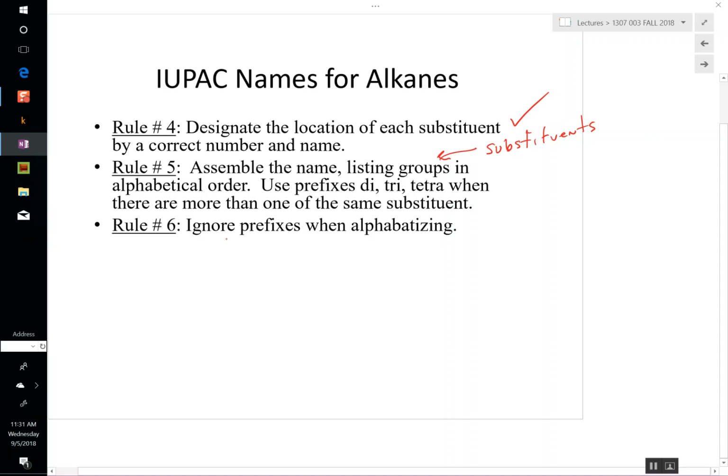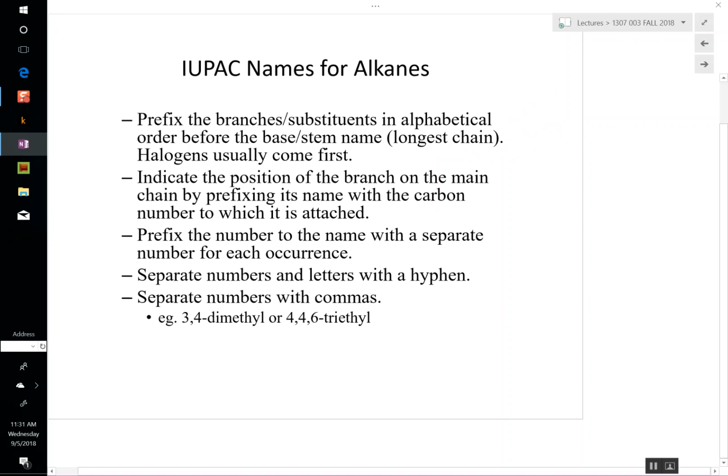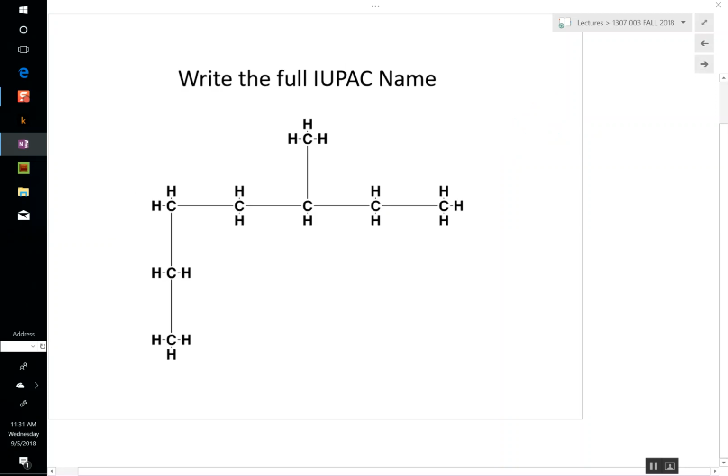Ignore the prefixes when alphabetizing. So we're going to alphabetize off the name of the substituent. Methyl will alphabetize off of M, whether there's 2, 3, or 4 of them. We won't alphabetize off of these prefixes. Okay, so let's return to our molecules. Write the full IUPAC name of this molecule.